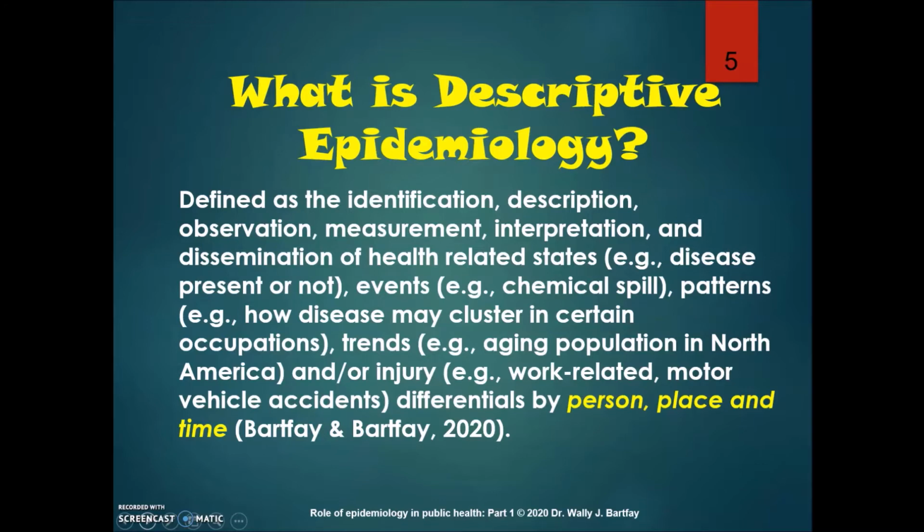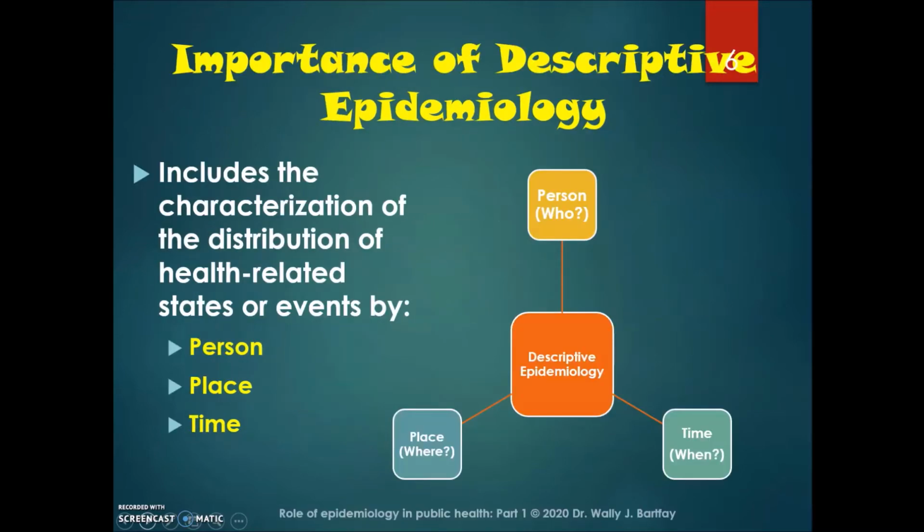Certain trends that may be happening in society, such as the aging population in North America and the higher incidence of chronic non-communicable diseases that occur with aging. And/or injury, such as work-related injuries, motor vehicle accidents. And we try to look at these in terms of differentials in regards to person, place, and time. So the descriptive epidemiology involves the characterization of the distribution of health-related states or events by person, place, and time.